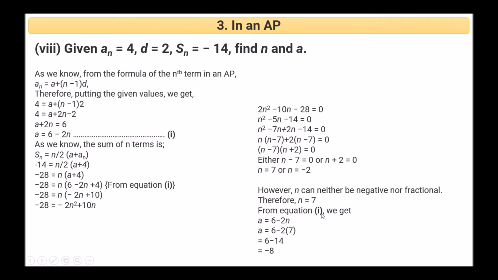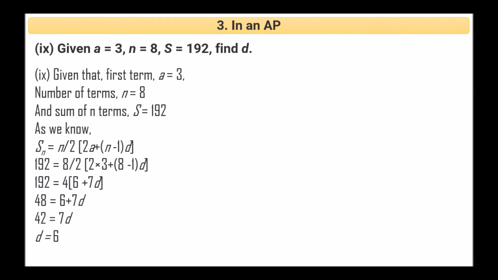From equation 1, we will put the value of n. We will get A equals minus 8. A is given 3, N is given 8, S is given 192. We have to find D. First term A is 3, N is 8, S is 192. We will put the formula of Sn. So we will get D equals 6.